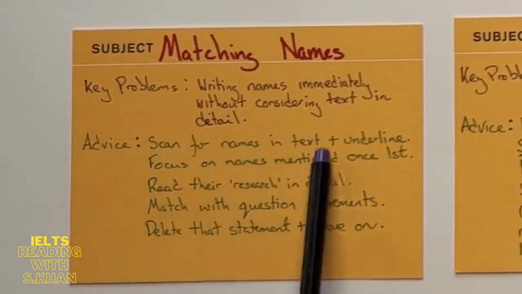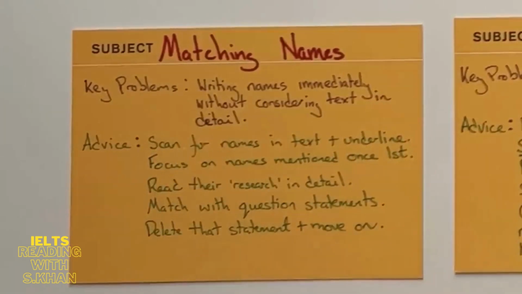Well, we scan for the names in the text and underline. So you'll be given different names. Look at the name that you want to focus on, scan the text and underline where that name comes up, because that is going to save us a lot of time and it is going to help us focus in on the area where the correct answer is.